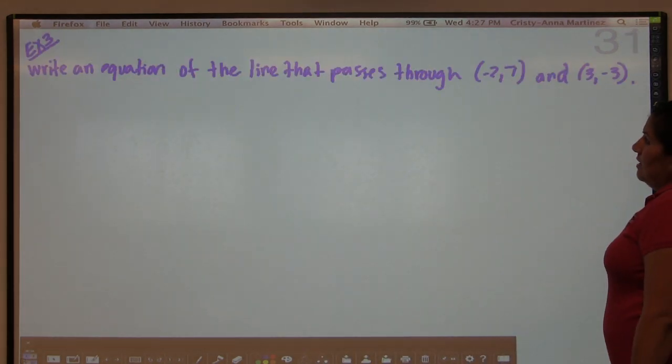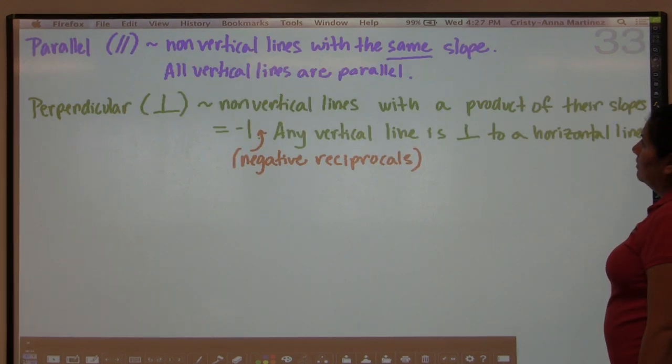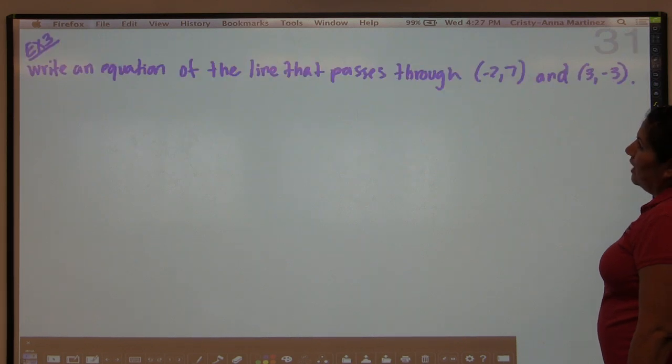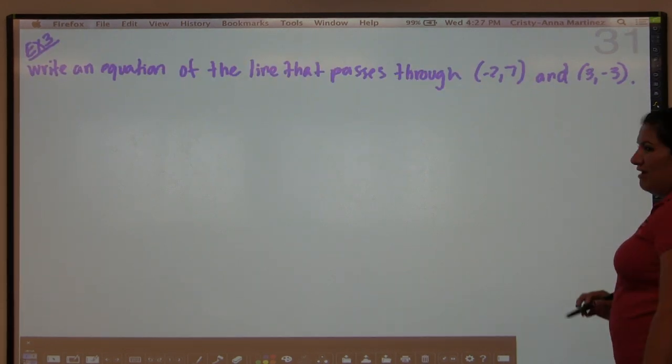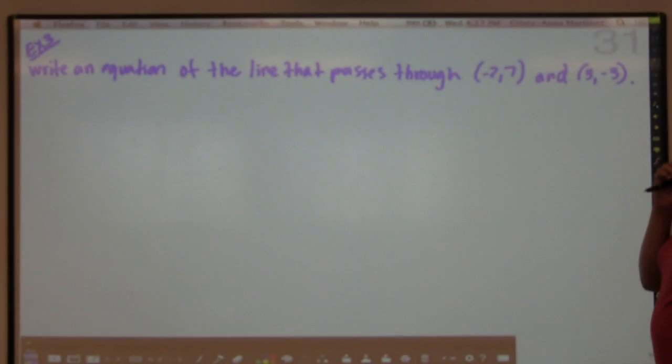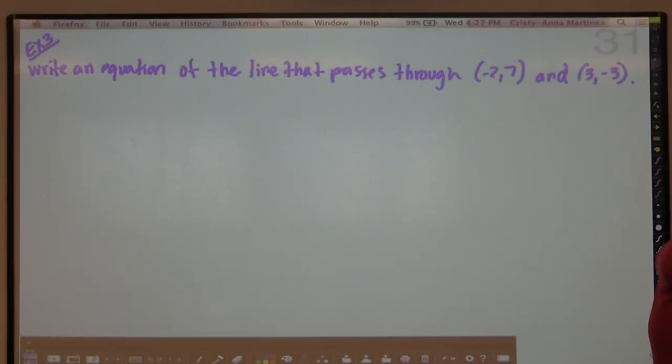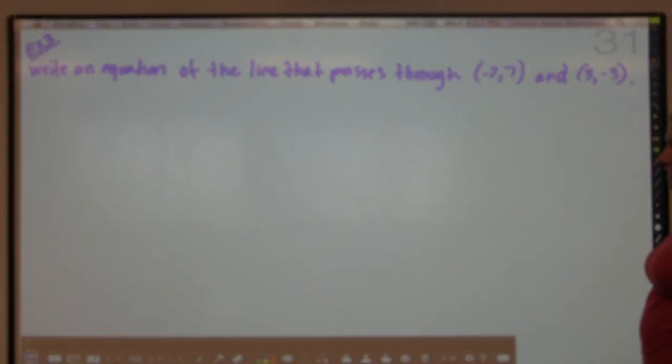All right. And this is going to be our last, I think, example. Let me confirm that here. Nope, I lied. I'm a little liar, sorry. I forgot about parallel and perpendicular.